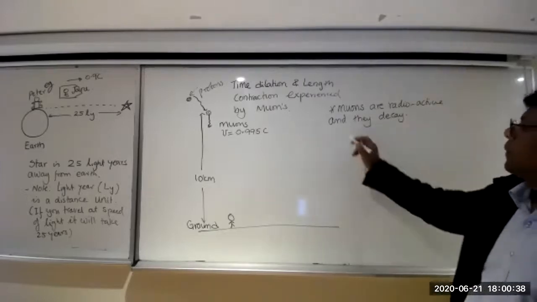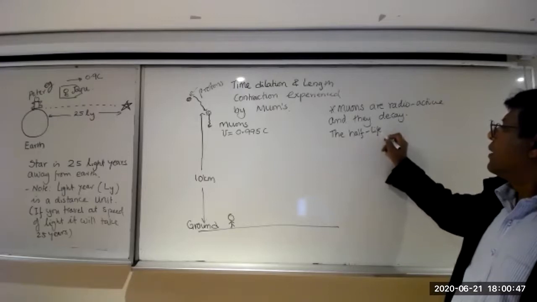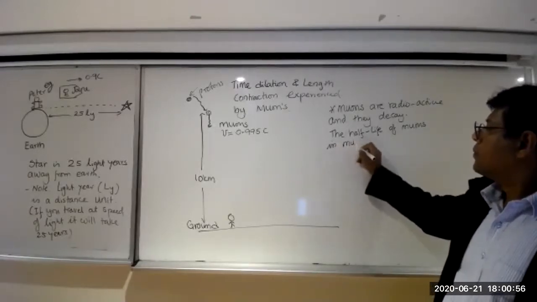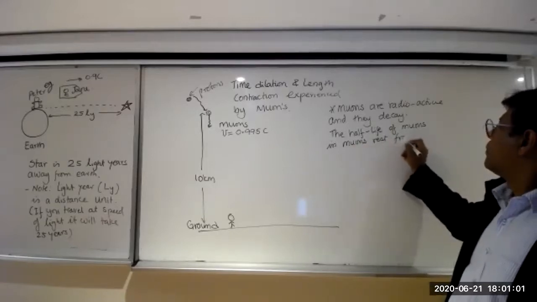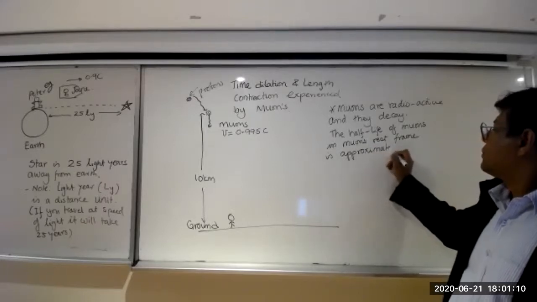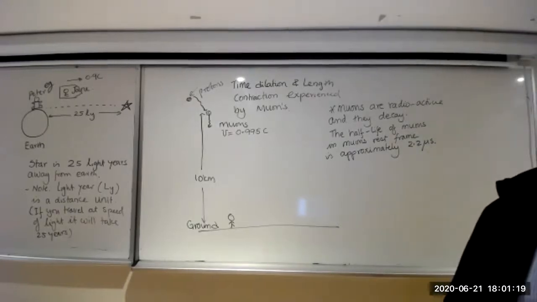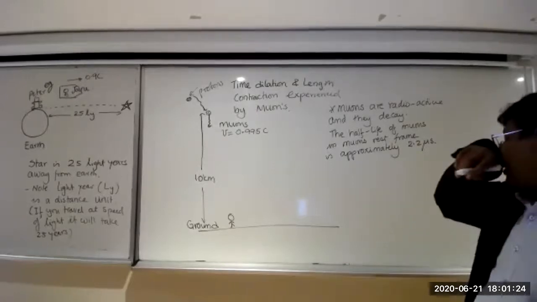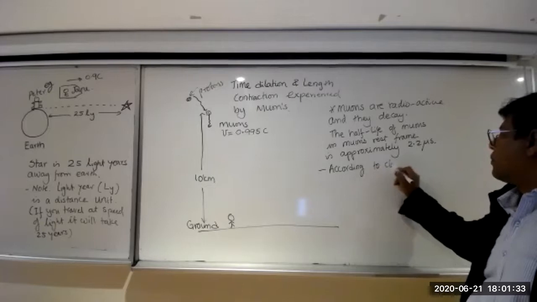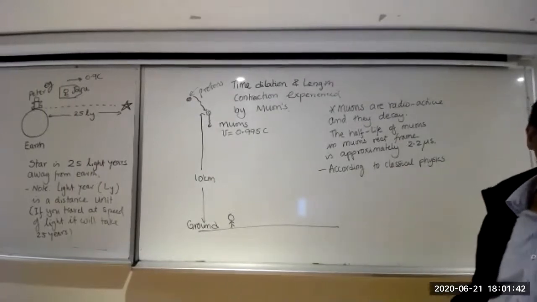Their half-life, you guys all know half-life, guys? The half-life of muons in the muon's rest frame is approximately 2.2 microseconds. So, according to classical physics, the majority of muons will decay before they reach the ground.